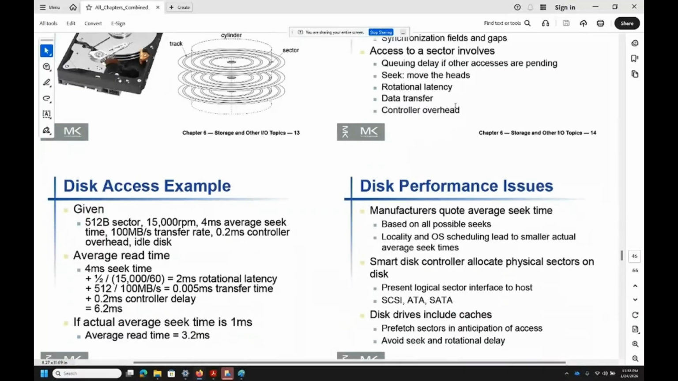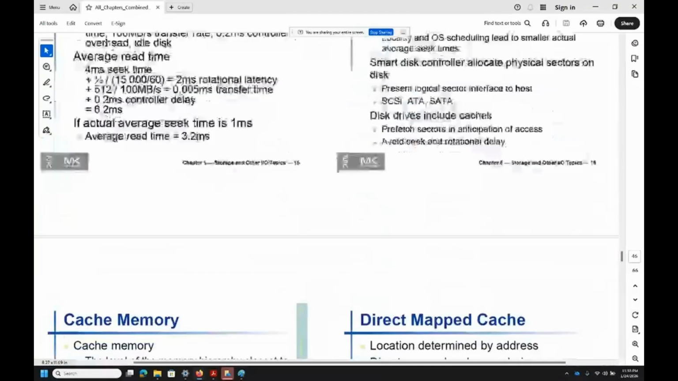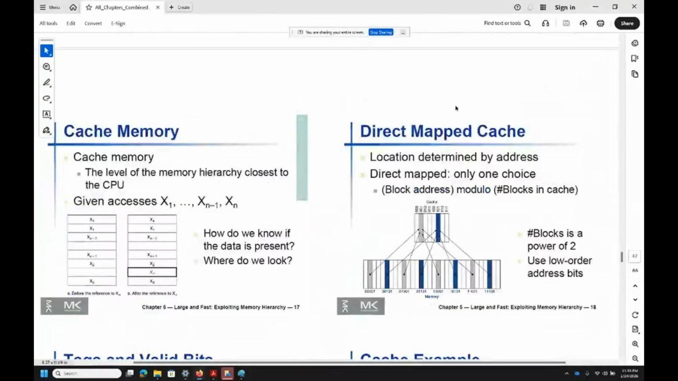Then we had ATA, which stands for Advanced Technology Attachment, and now we have SATA, which stands for Serial Advanced Technology Attachment. And SATA is the current standard for hard disks.